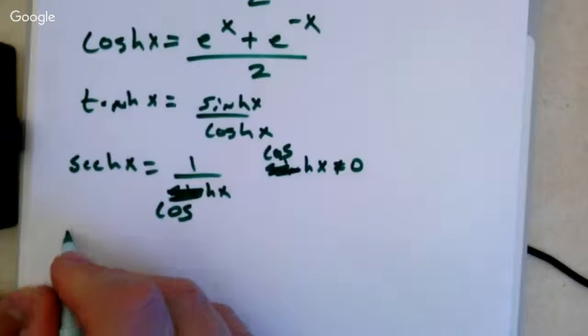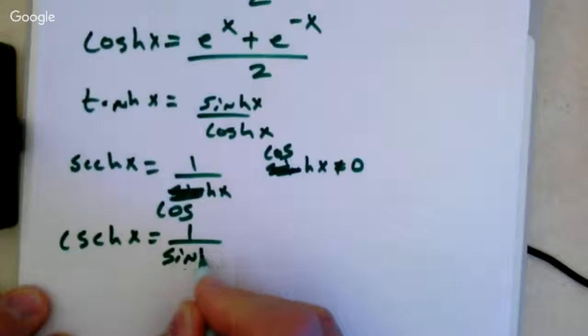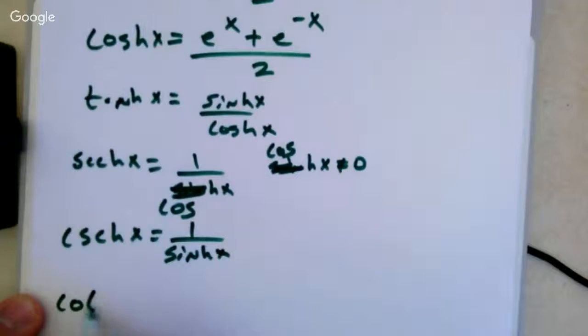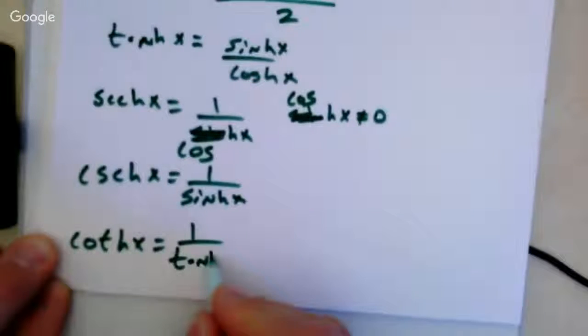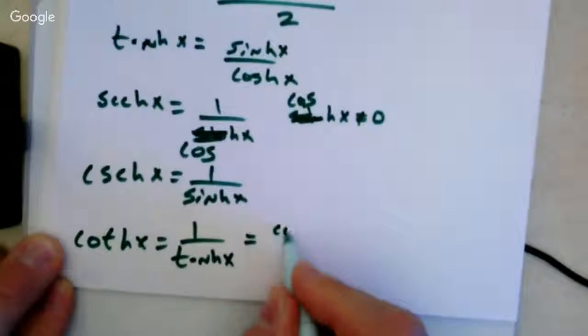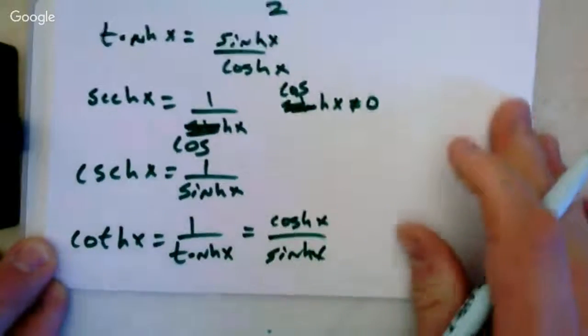Cosecant hyperbolic of x is equal to 1 over sine hyperbolic of x. And cotangent hyperbolic of x is equal to 1 over the tangent hyperbolic of x, hence the cosine hyperbolic of x over the sine hyperbolic of x.